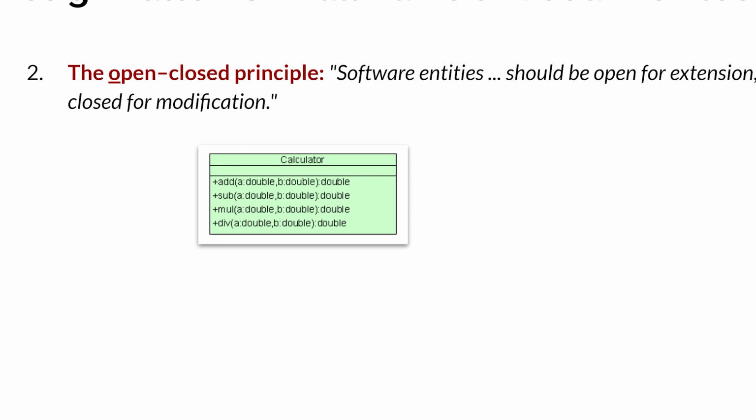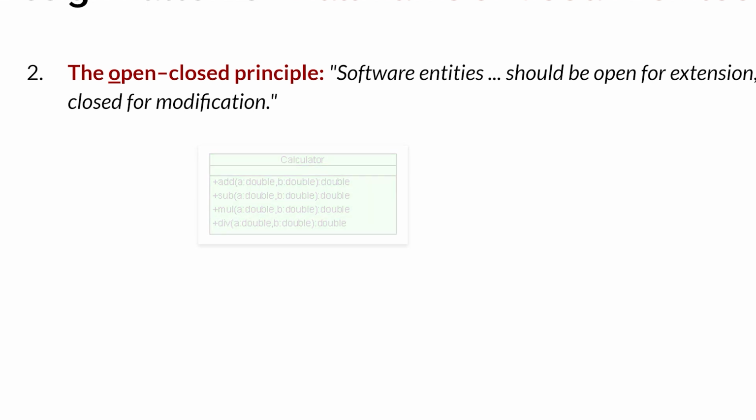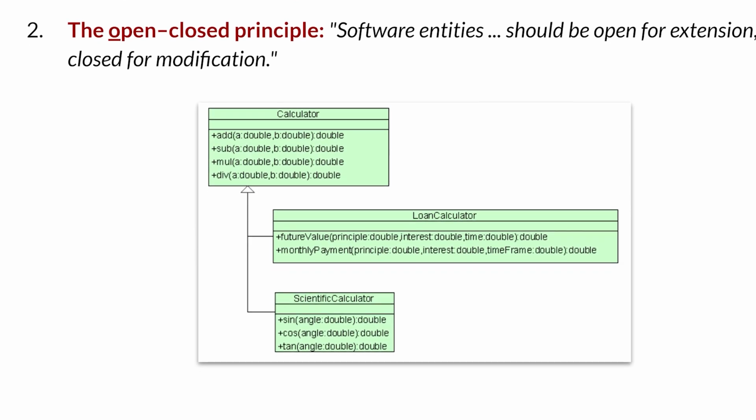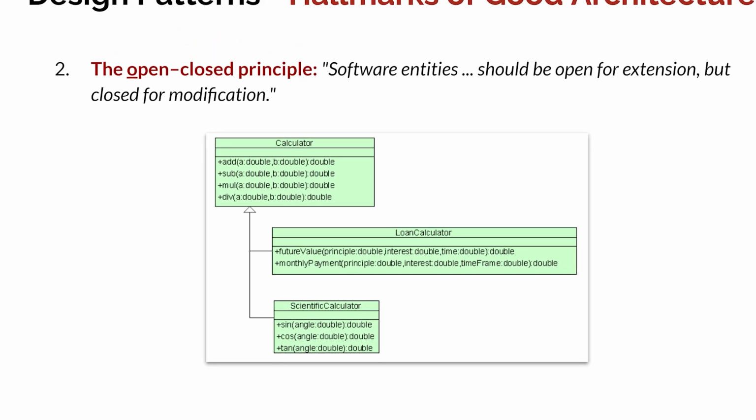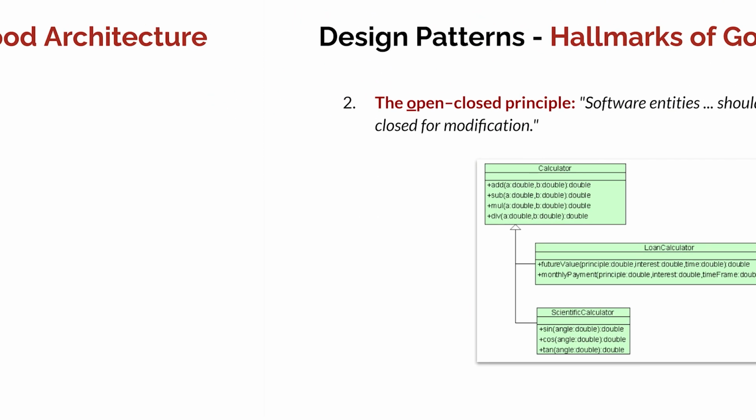What should you do? According to the open-closed principle, you should not change the calculator class. You possibly already have code depending on it. What you should do is you should extend it. You should create new classes that extend the calculator class. So your loan calculator, which could maybe calculate some monthly payments or some future value of your mortgage, you just create a new loan calculator. Same thing with a scientific calculator. If you want to add sine, cosine, and tangent, don't put it into the original calculator class, extend it.